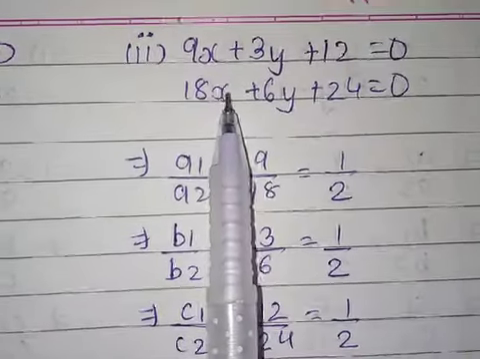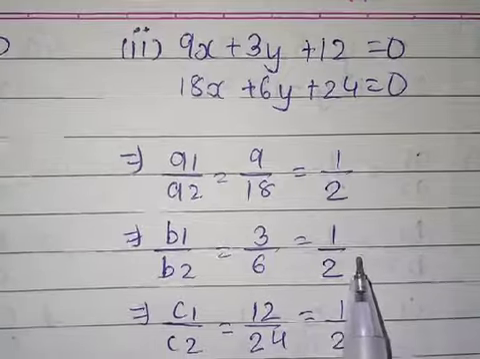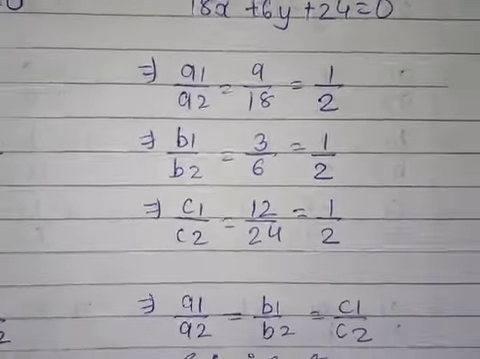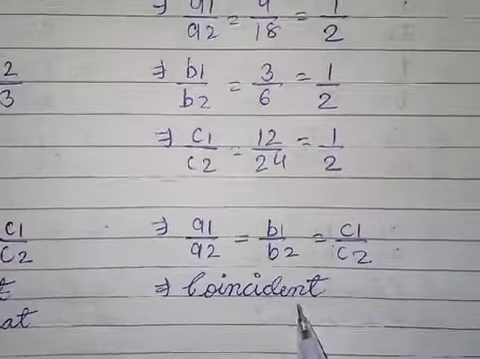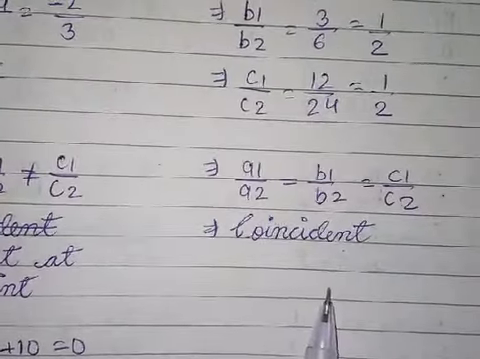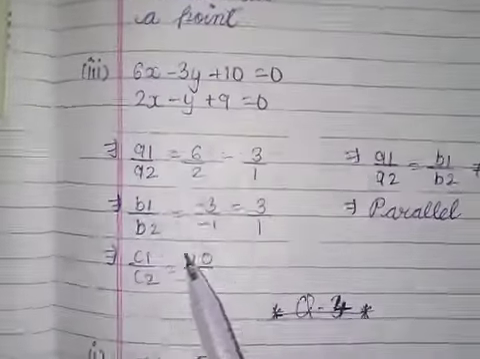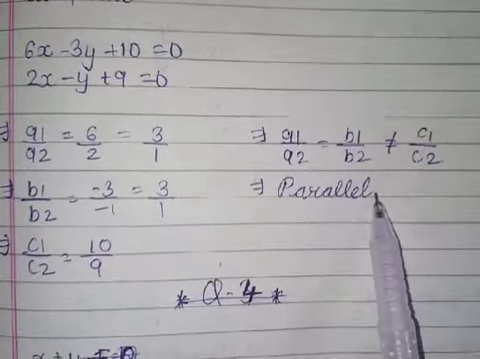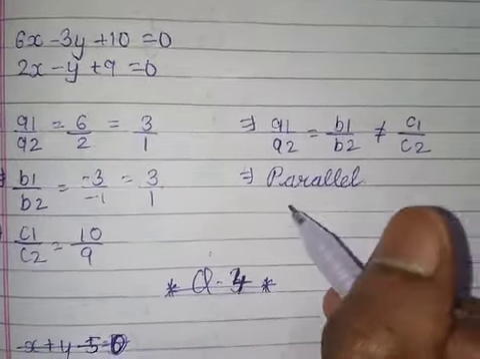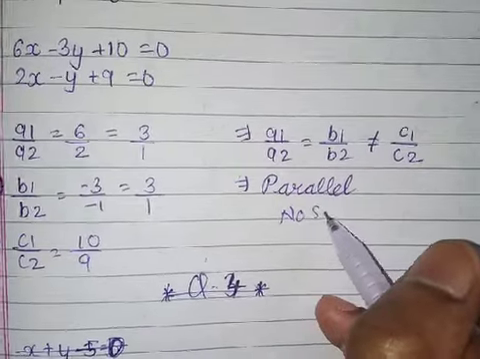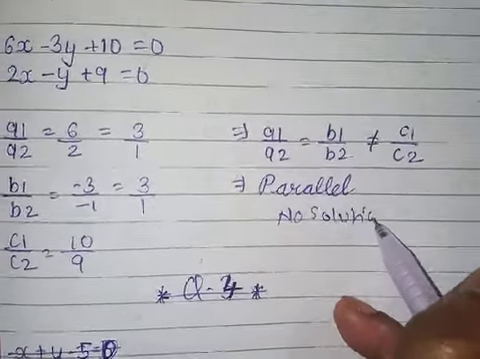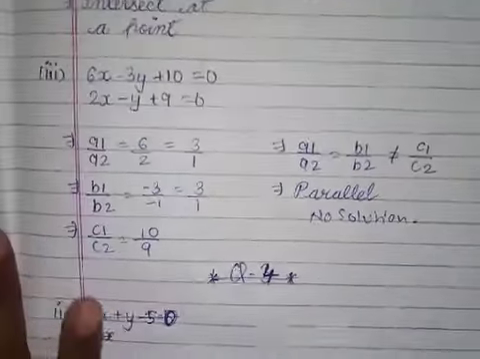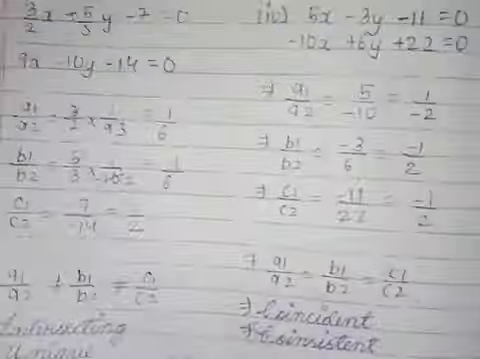Now this is A1 upon A2 equals half, half, half. All three are equal, so the lines are coinciding. What was the result of coinciding? Coinciding means infinitely many solutions, and it is consistent. And if A1 upon A2 is equal to B1 upon B2 but not equal to C1 upon C2, then the lines are parallel. Lines are parallel means there is no solution.